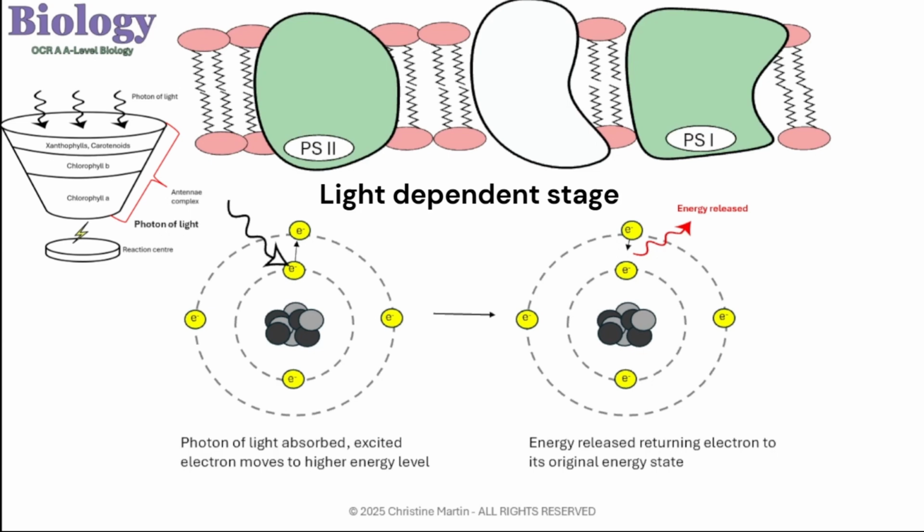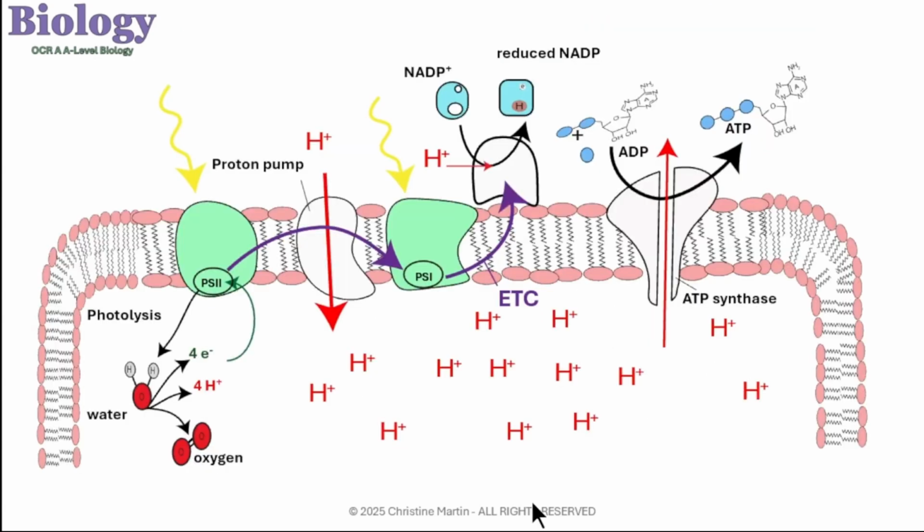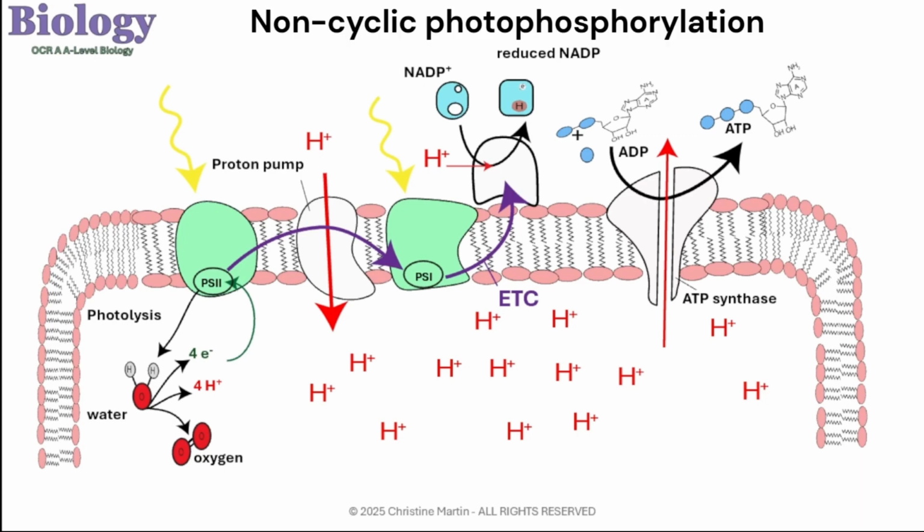So a photon of light gets absorbed, excited electrons move to a higher energy level, and energy is released as those electrons return down to their original energy state. What's actually happening is quite complex, but let's see if we can figure this out. A photon of light can be absorbed by both photosystems simultaneously, allowing each reaction center to donate excited electrons to the electron transport chain. If NADP is available as the final electron acceptor, then non-cyclic photophosphorylation can occur.